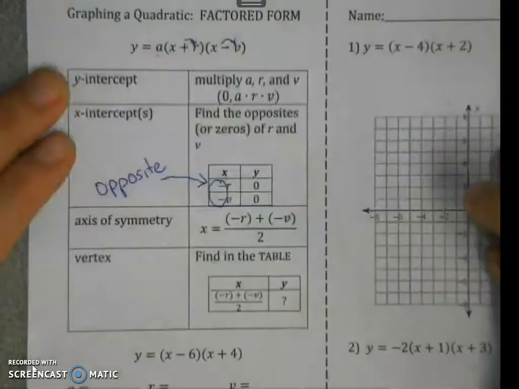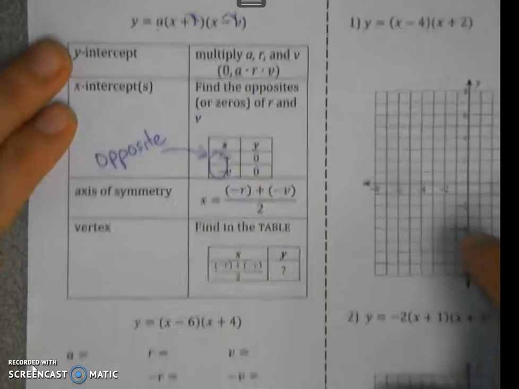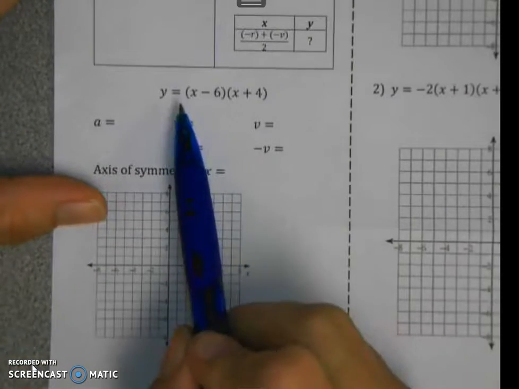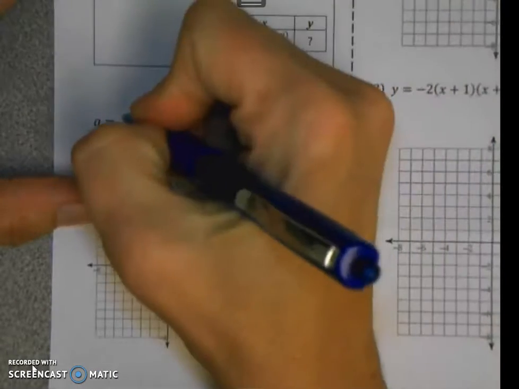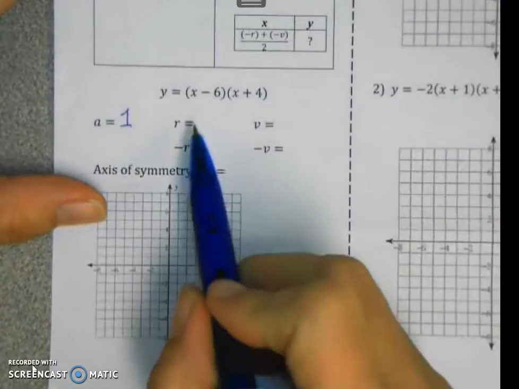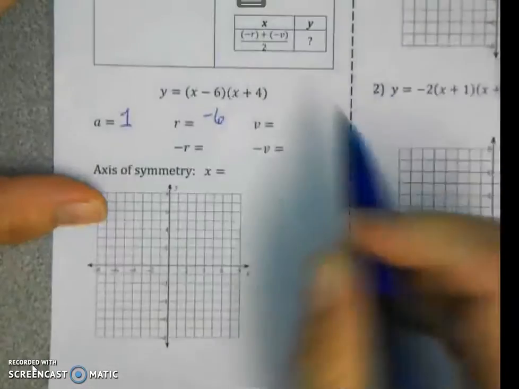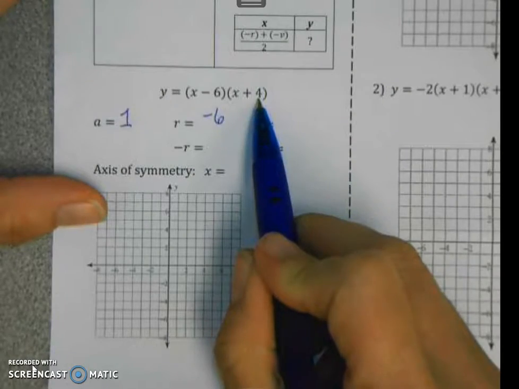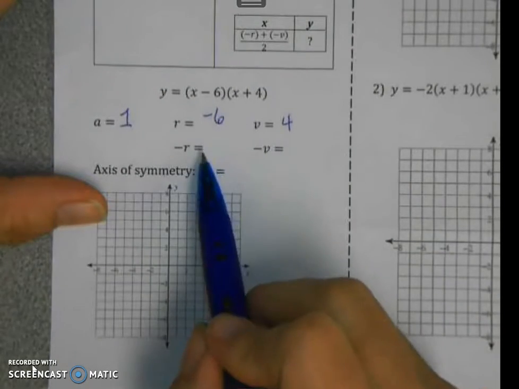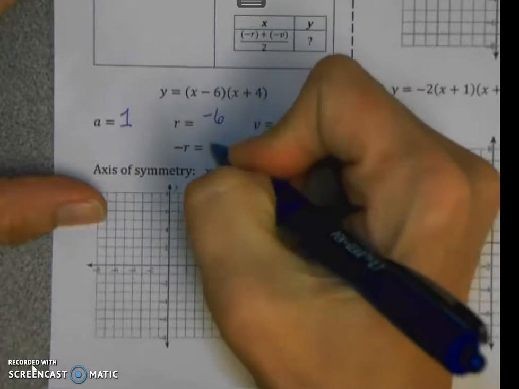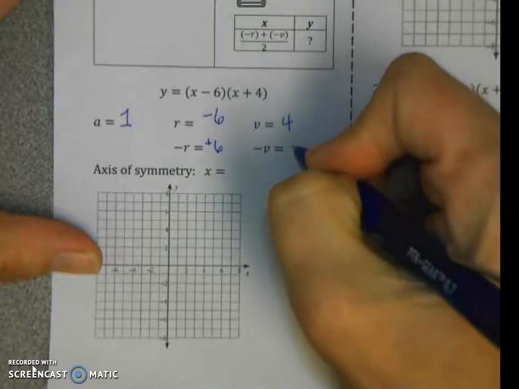All right, so let's go down and try it on this one down here. A is the number out in front. Well, I don't see any A. That means it's a 1. So draw a 1 right here. R is this number, -6. V is this number, +4. Now, in order to do the problem, we're going to eventually need the opposite of R, which would be +6, and the opposite of V, which would be -4.